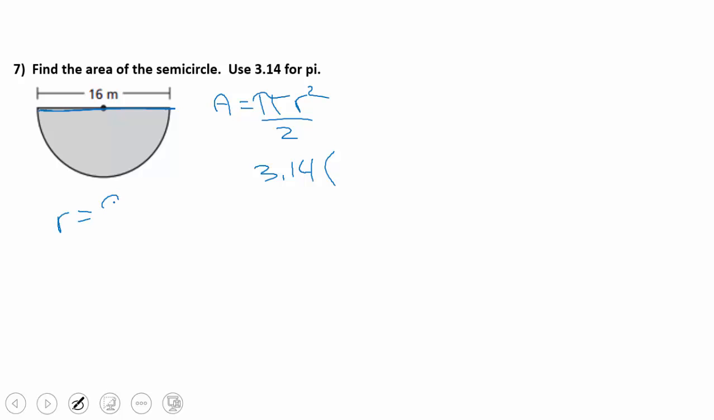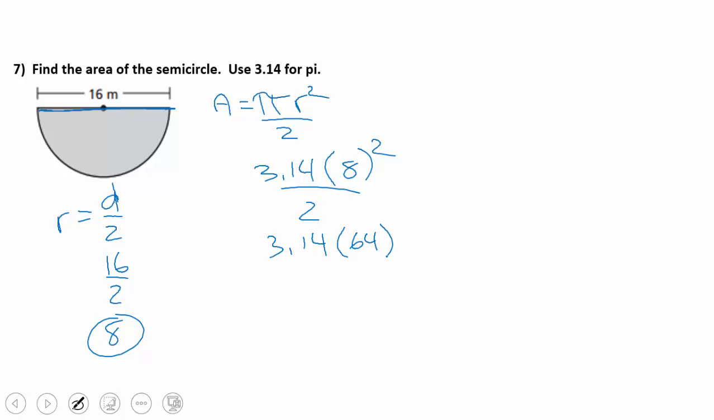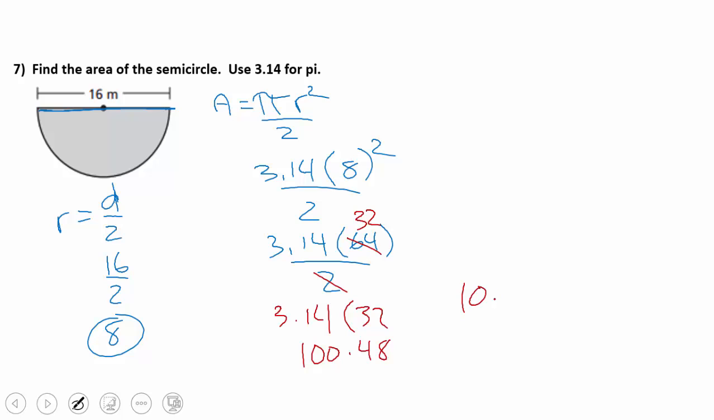So to find the radius, I take the diameter and divide by 2, which would be 16 divided by 2, or 8. So I come over here and I go 8 squared, dividing the whole thing by 2. 3.14 times 64 divided by 2. I know I can simplify that out to 32. 3.14 times 32 is 100.48. We're going to go with the final answer of 100.5. And this time it's meters squared for that semicircle.